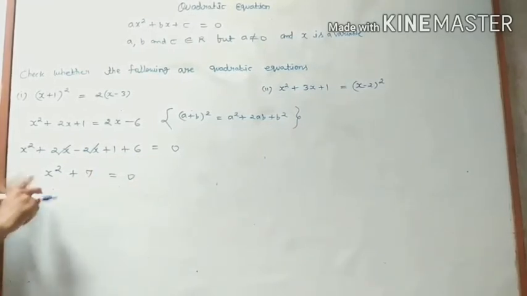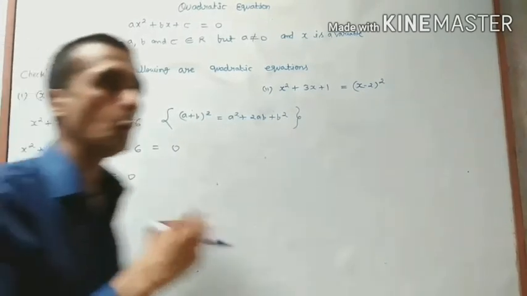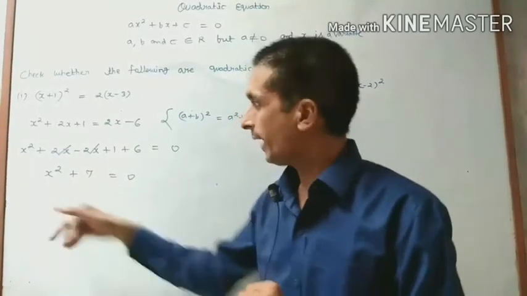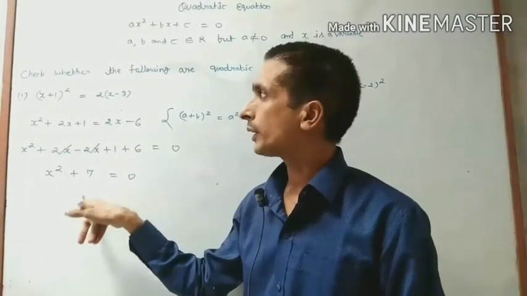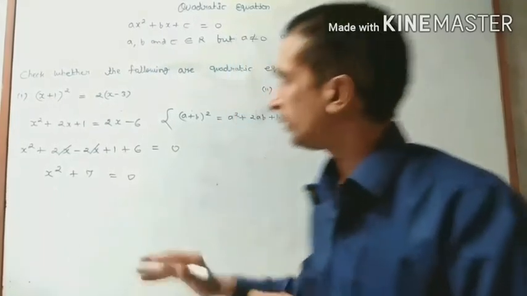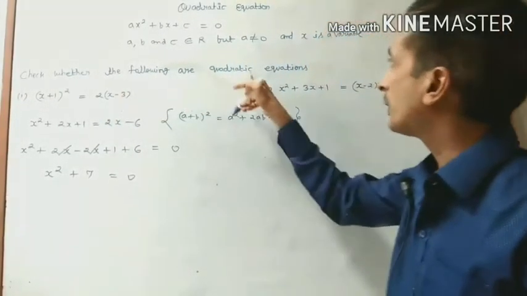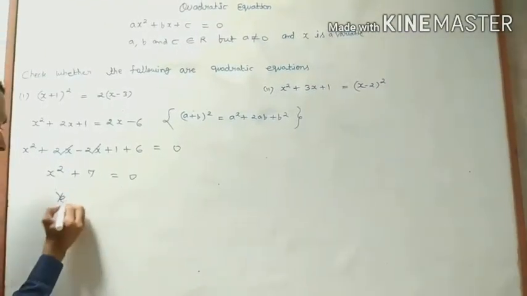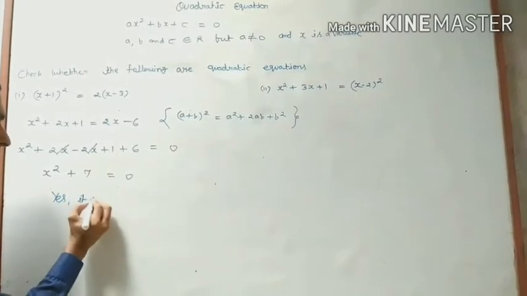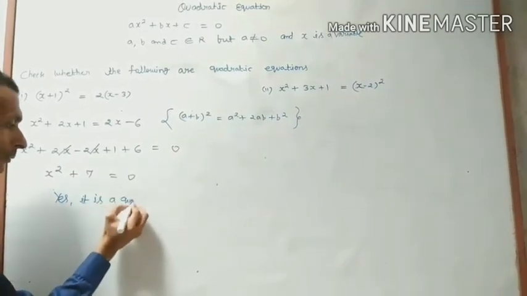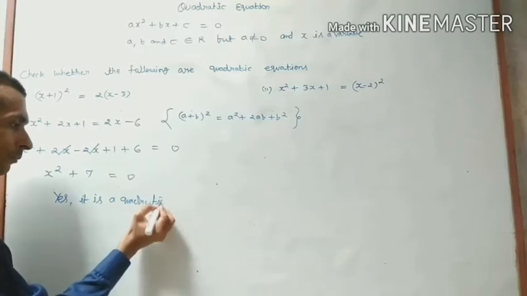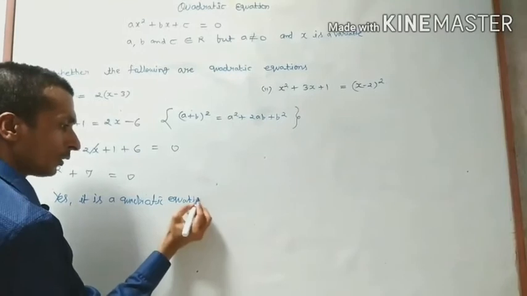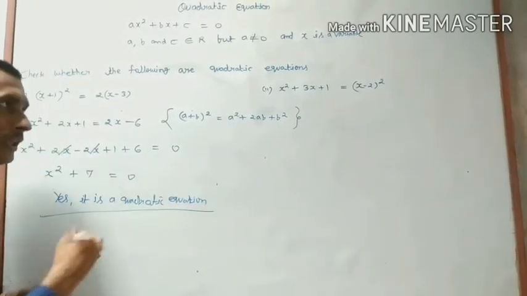So we can see in this form the power is 2. That means this is a quadratic equation. Clearly we can say x square plus 7 is a quadratic equation. What is the question? Check whether the following are quadratic equations. So I will write: yes, it is a quadratic equation.